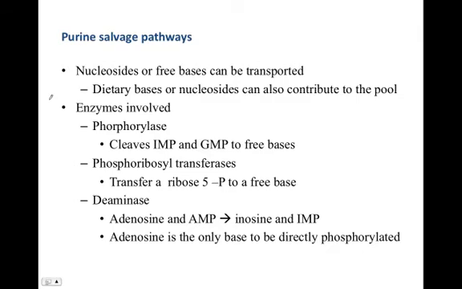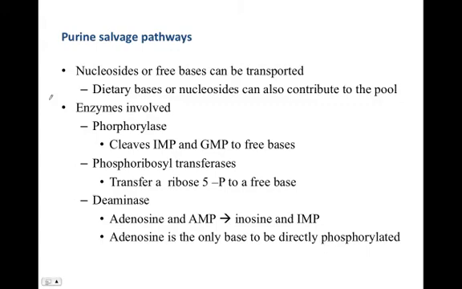The first is a phosphorylase. This cleaves IMP and GMP to their free bases. Those free bases, remember, are hypoxanthine and guanine. The second class of enzymes is a phosphoribosyl transferase. This transferase allows for the transfer of a ribose 5-phosphate or sugar group to a free base. This reconstitutes a nucleotide.